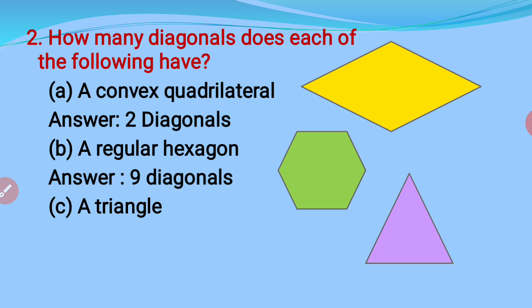For a triangle, all the vertices are adjacent vertices. These two are adjacent. These two are also adjacent vertices. These two are also adjacent vertices. So, we don't have any non-adjacent vertex to be joined. So, the number of diagonals in a triangle is always 0. That is, no diagonal at all.